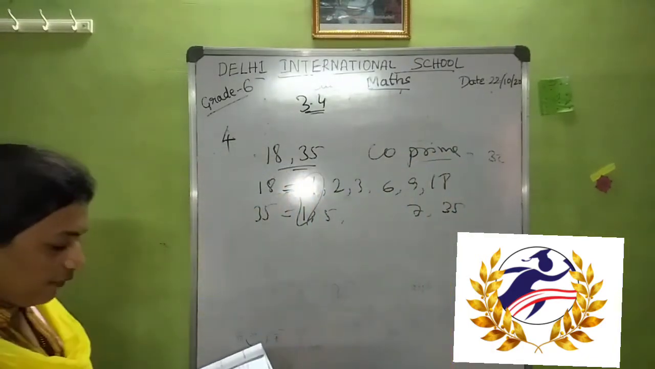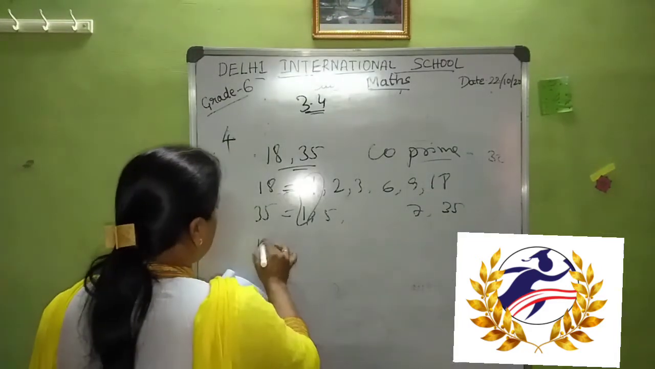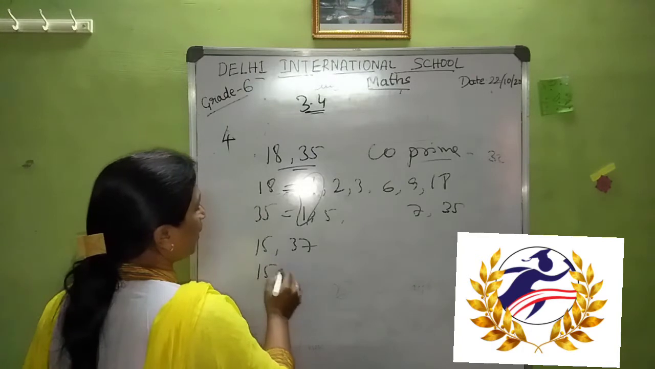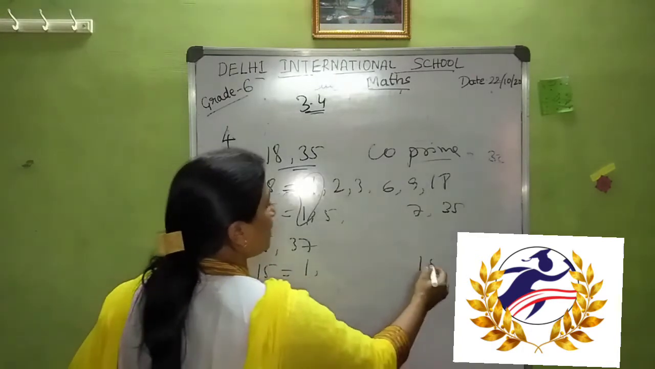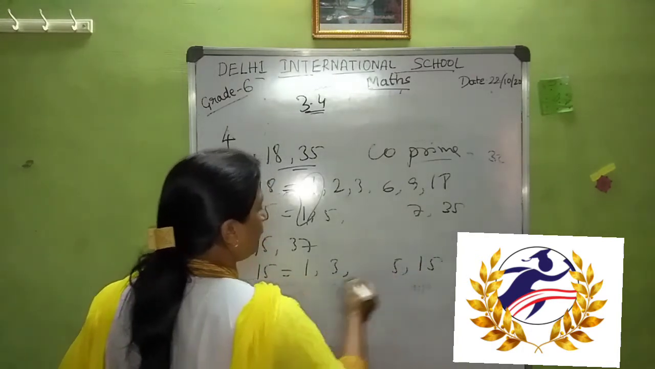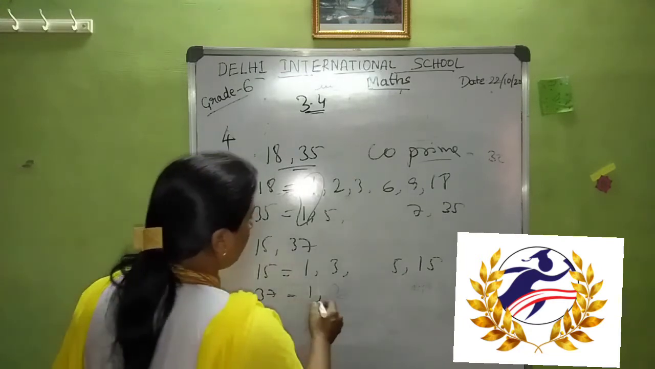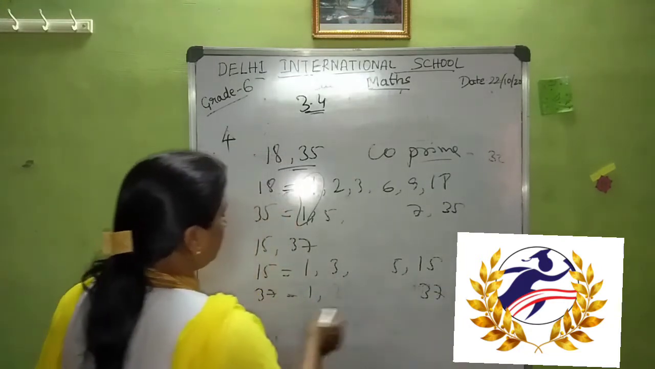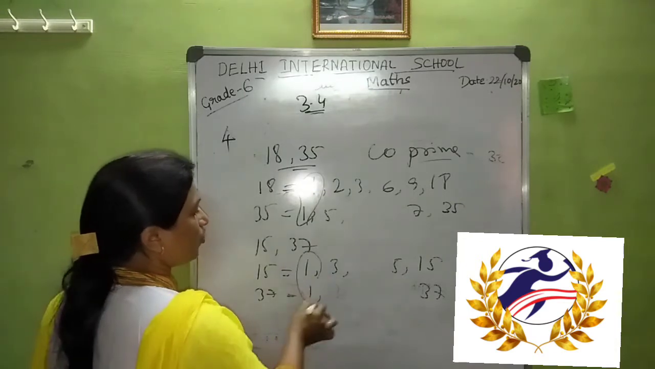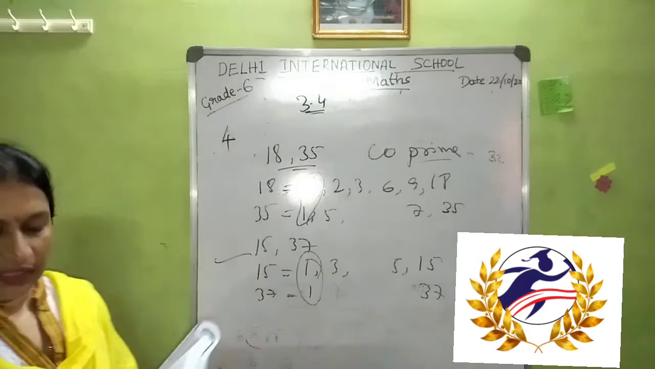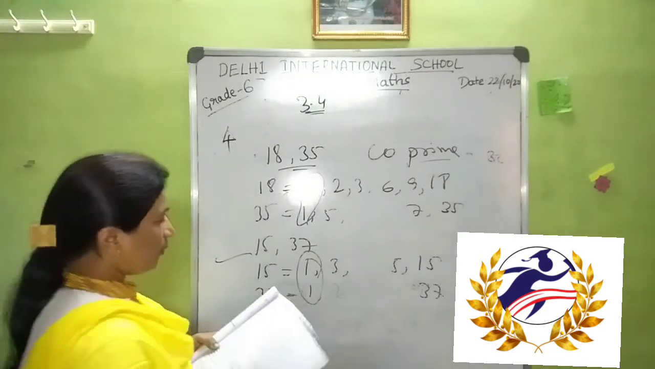Okay, so I will take the next one, 15 and 37 they have given. So 15, when I take, I will write the factors, 1 15s, 3 5s 15. Okay, so 37, here 1 37s, in no table does 37 come. So 1 is the only factor, that's why this is also co-prime. Only one factor comes, so we can call this co-prime.